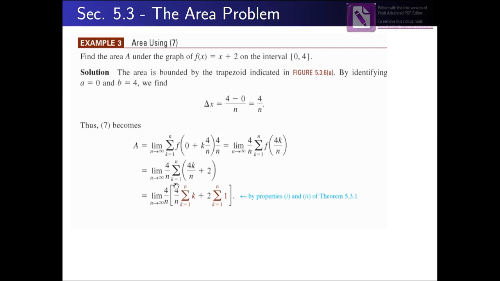So now we have 4 over n, summation of. This one, we will distribute the summation between 4k over n and plus 2. So we have summation of 4k over n plus summation of 2. 4 over n here is a constant because we are summing over k only. So here we have 4 over n, summation of k, plus 2, summation of 1, because if you take 2 as a constant, you just have summation of 1.